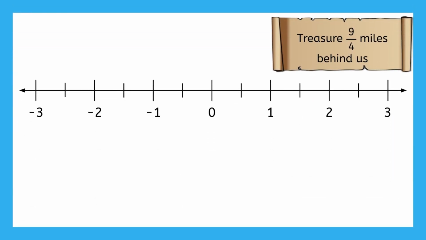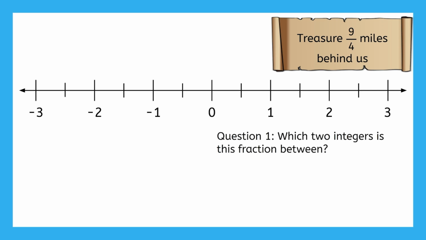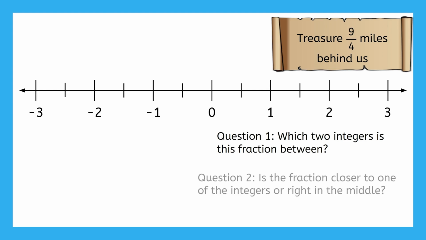When I have to plot a fraction on a number line, I like to ask myself two questions. Which two integers is this fraction between? And is the fraction closer to one of the integers or right in the middle? Before we answer those questions, first, we can identify which side of the number line we'll be plotting this point.